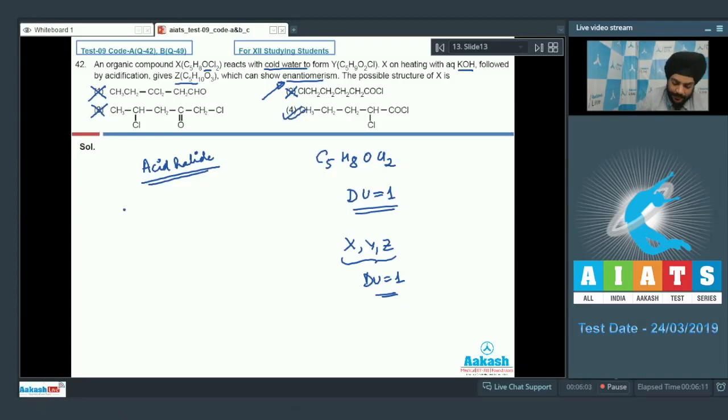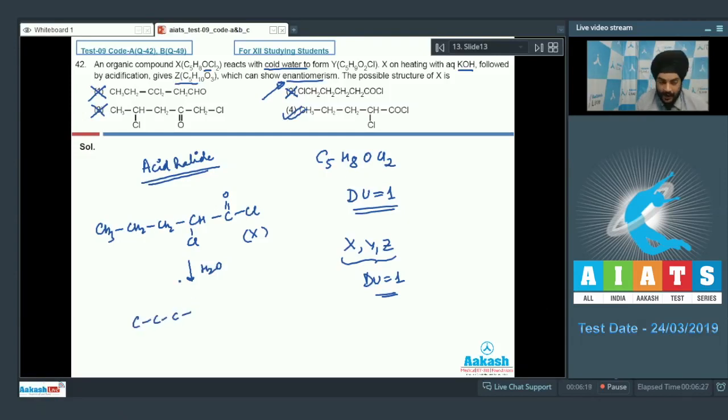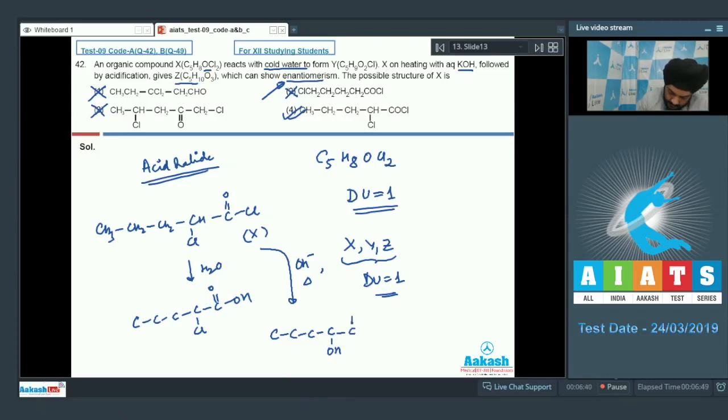So we can check the products which are formed. We have CH3CH2CH2CHCl COCl. This was X. On reacting with cold water, we're going to have, we just ignore the hydrogens, the formation of this structure. And when this X is allowed to react with OH minus in presence of heat, we have the formation of this structure.